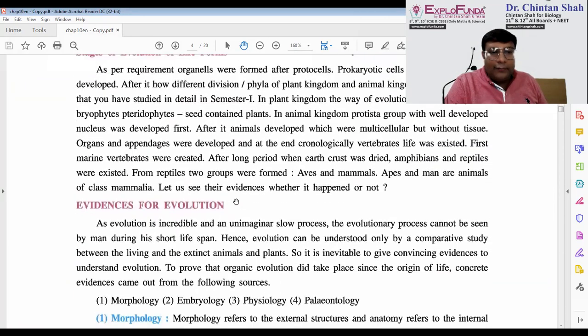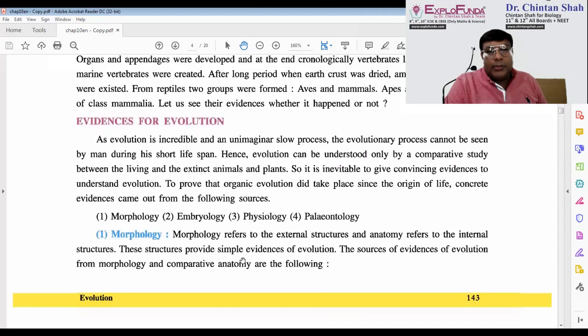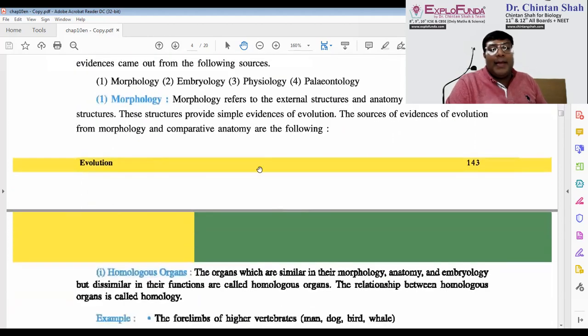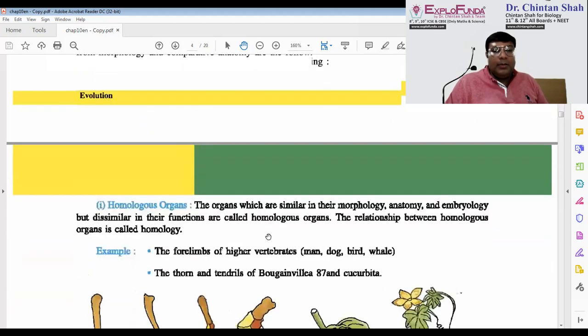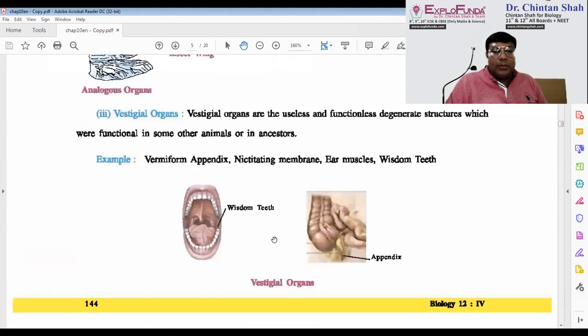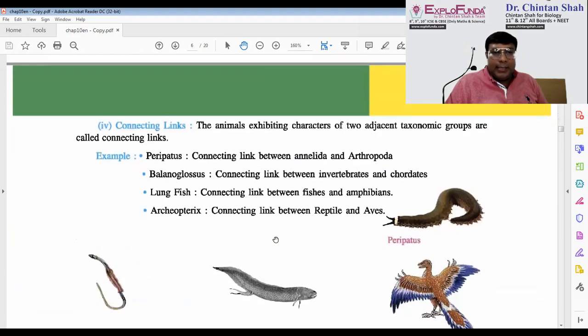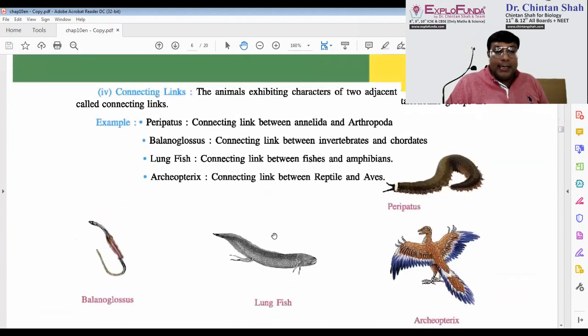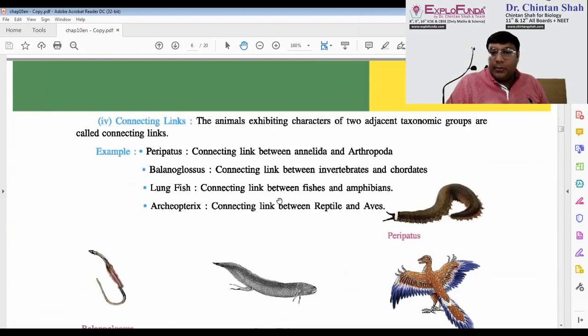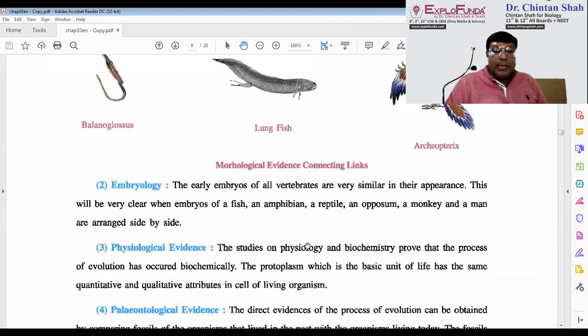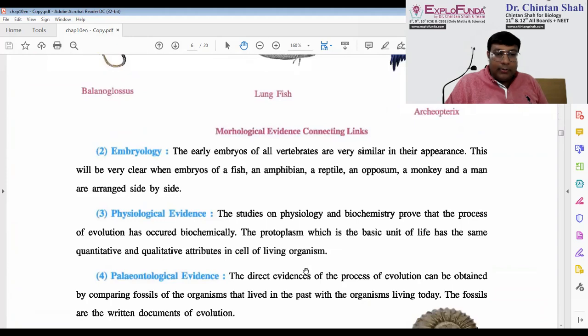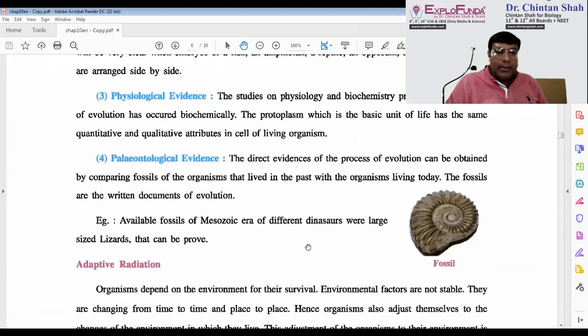Stages of evolution of life forms. So there are different evidences. We just studied the evidences of paleontology. But there are homologous and analogous organs also. There are so many other things. And the connecting links, we have completed. Then we have completed embryology. No, we have not completed this. Yes, paleontology we have completed.